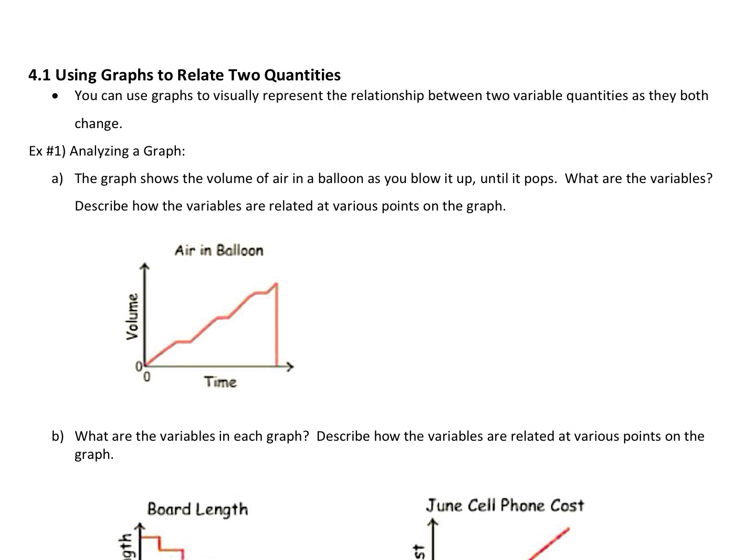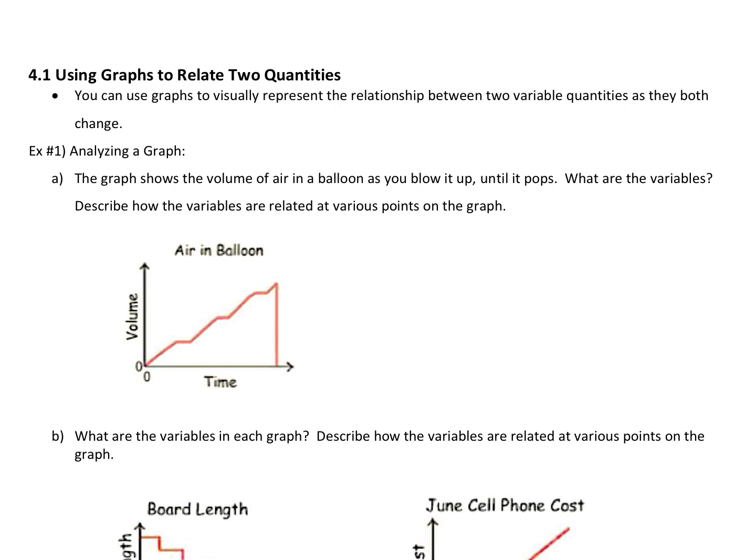4-1 is using graphs to relate quantities. So we're going to be doing several things with graphing in this chapter. Before we start graphing points on a graph to make a line, I just want you to understand how a graph works. When you're using a graph, you need variables. You need the things that we are talking about.